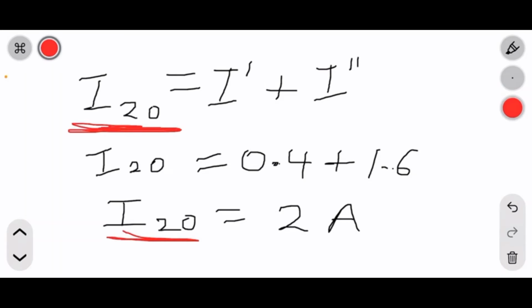Remember, if the direction of any of the currents were different or opposite to the other, then we subtract. But here they were all flowing in the same direction, which means we have to add them. So the total current flowing through the 20 ohm resistor when the two sources, being the current source and the voltage source, act together is 2 ampere.